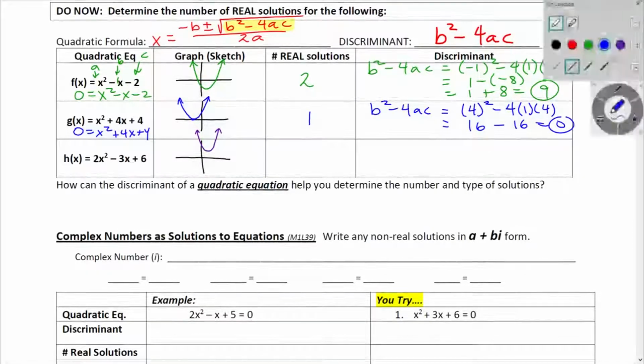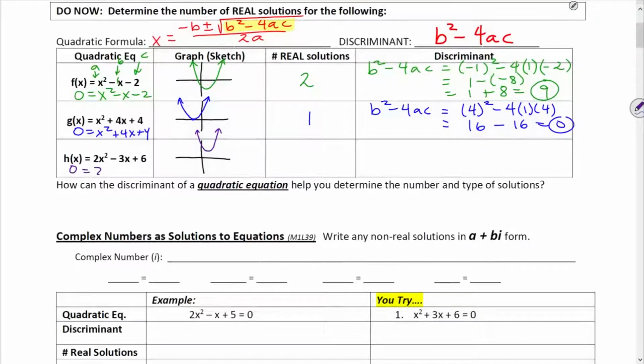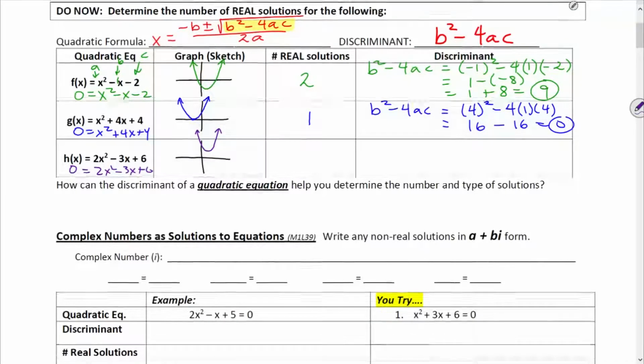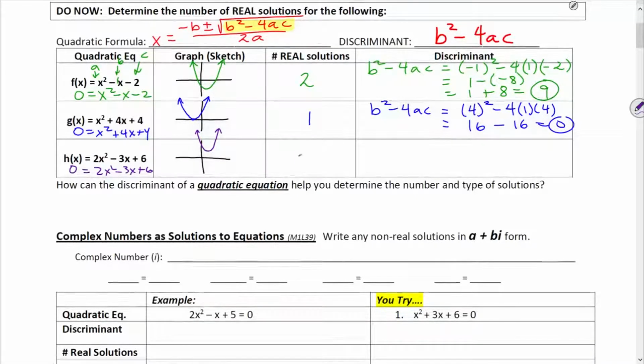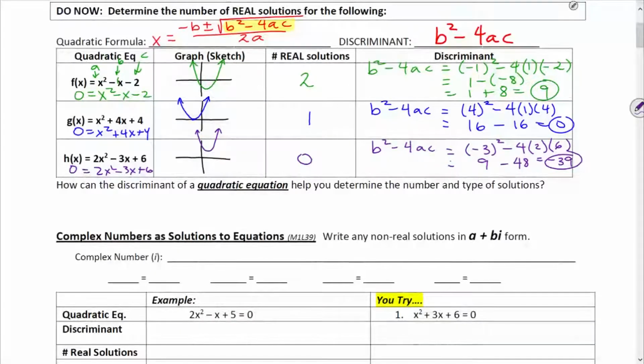And finally, this last one, if I was solving the equation 0 is equal to 2x squared minus 3x plus 6, how many solutions are there? This never crosses the x-axis, and so there are 0 solutions. So what does that discriminant look like? Well, let's see. And we get a discriminant of negative 39.